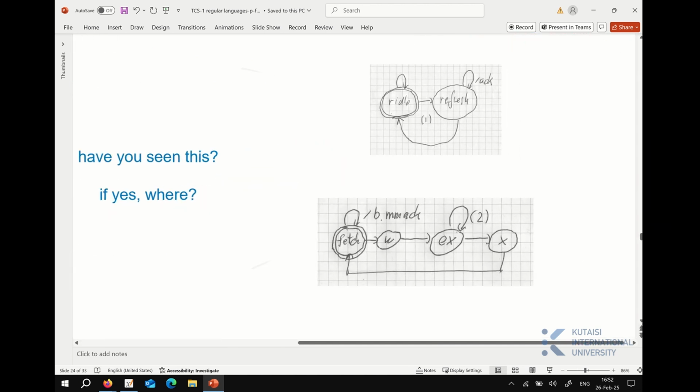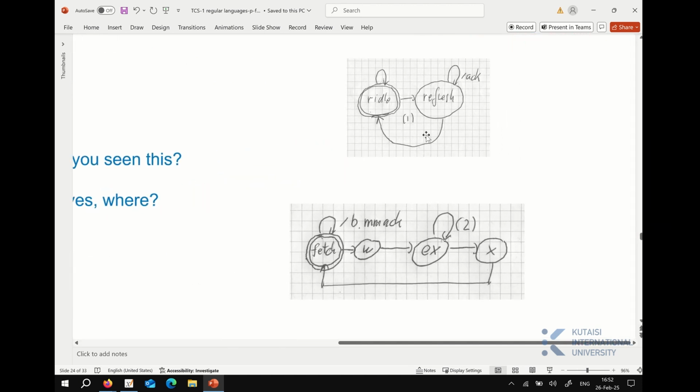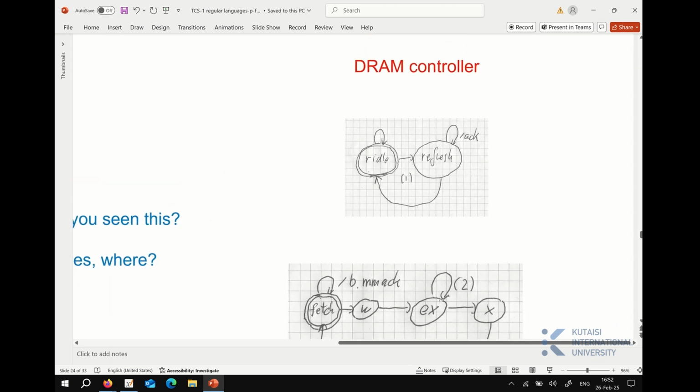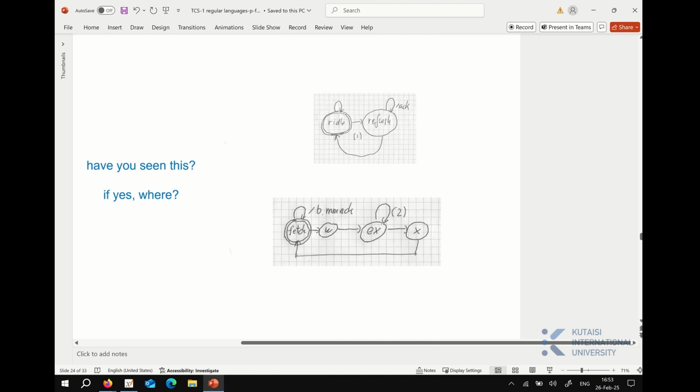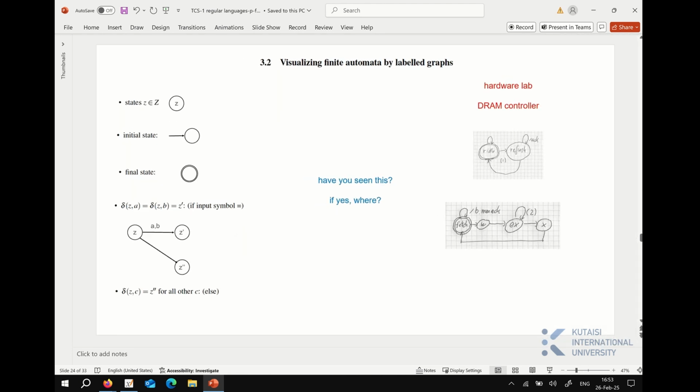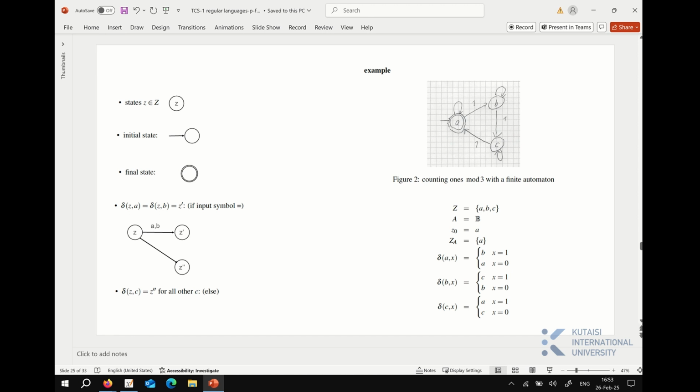Wolfgang claims that you have seen all this in the hardware lab, with DRAM controllers. But we also saw this in the algorithms and data structures course: the failure function automaton, which was a DFA. This is our example that we already discussed, but by the way, this also includes zeros now.